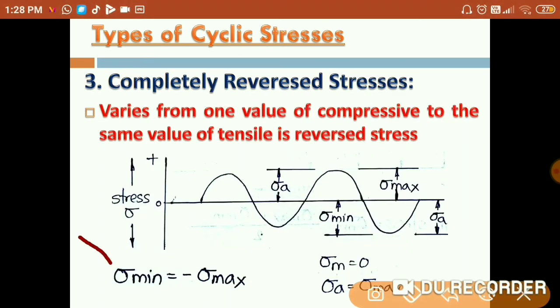Now the third one is reverse stress or completely reversed stress. The stress which varies from one value of compressive to the same value of tensile is known as reverse stress. Here we will see positive and negative stresses. So sigma min is equal to minus sigma max. So sigma m is calculated as sigma max plus sigma min by 2, which is equal to 0, and sigma amplitude is equal to sigma max minus sigma min by 2, which is equal to sigma max. So for reverse stresses, sigma m is equal to 0 and sigma a is equal to sigma max.